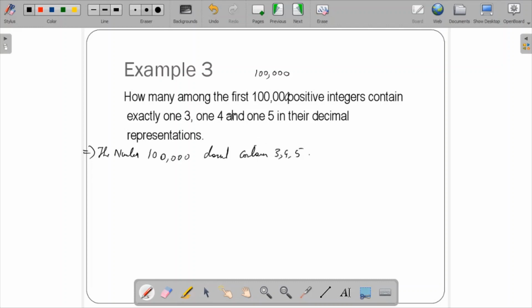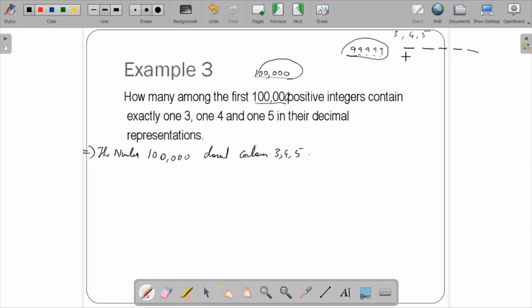Therefore, how many among the first, they have told? So this number does not have 3, 4, 5. Less than this number is, at most, you can check till 99,999. That is till here. So how many positions are there? There are 5 positions that we have to check. So how many among the first 100,000 positive integers contain exactly 1, 3, 1, 4 and 1, 5?